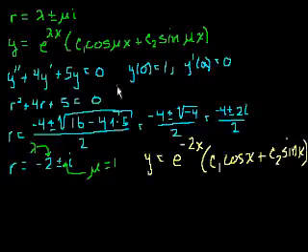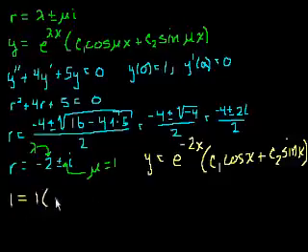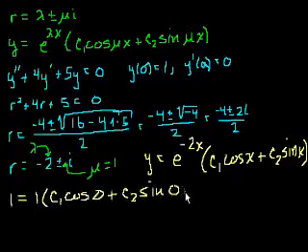Fair enough. Now let's use our initial conditions to find the particular solution. So, when x is 0, y is equal to 1. So, y is equal to 1 when x is 0. So 1 is equal to, let's substitute x is 0 here. So e to the minus 2 times 0, that's just 1. So this whole thing becomes 1, so we could just ignore it. It's just 1 times this thing. So I'll write that down. e to the 0 is 1 times c1 times cosine of 0 plus c2 times sine of 0.